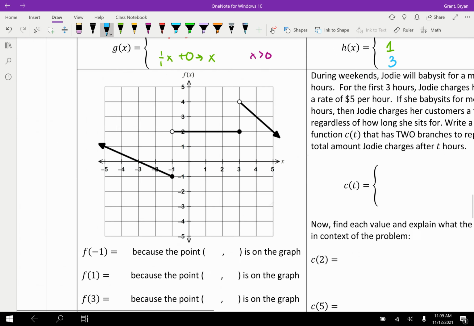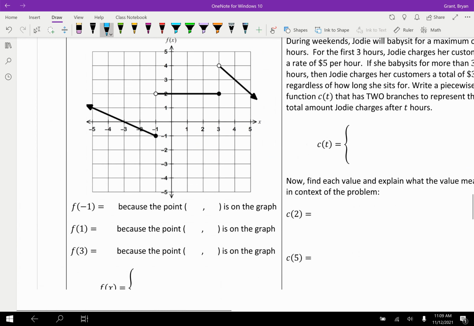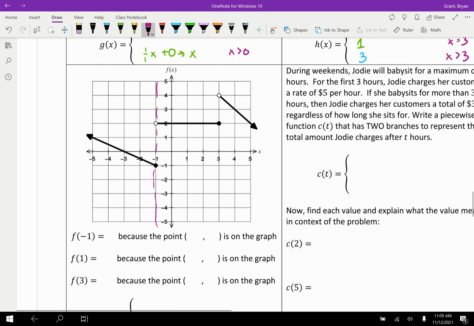All right, let's look at our third question. Finally, my f of x matches. We have 3 pieces here. Our first wall occurs at negative 1, and our second wall occurs at 3. We have the line that is to the left of negative 1, the line that's to the right of 3, and we have the line that's between negative 1 and 3.